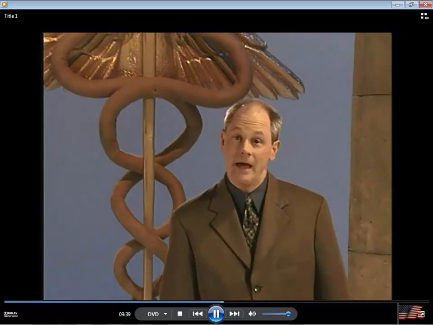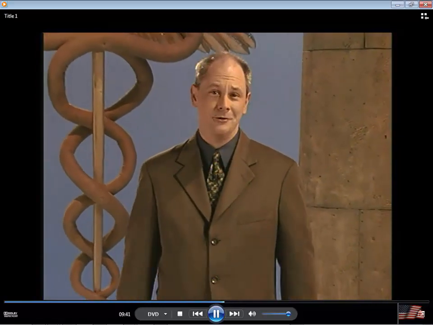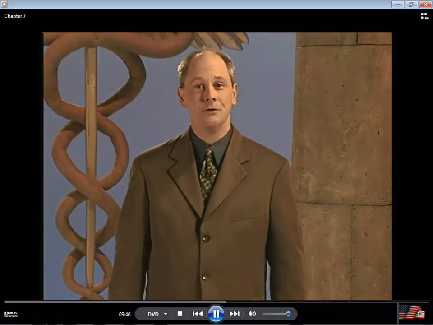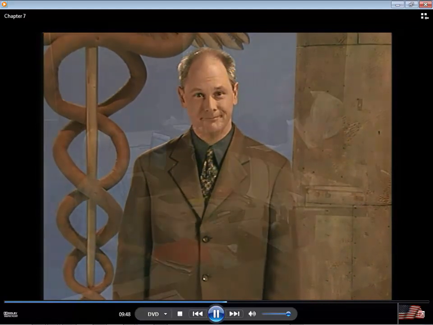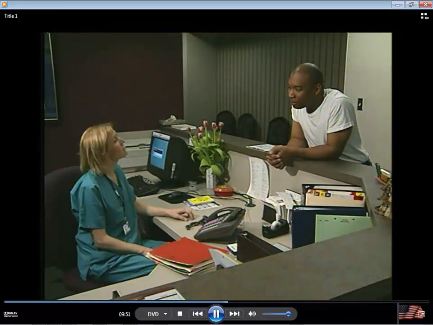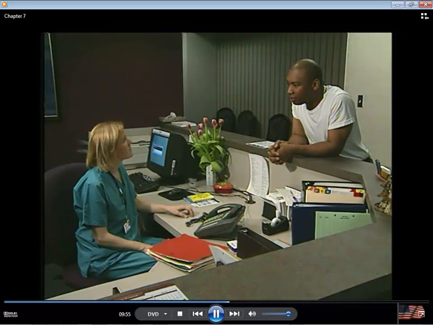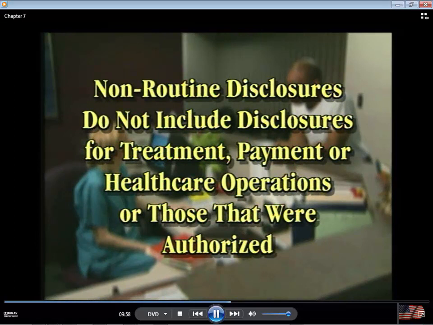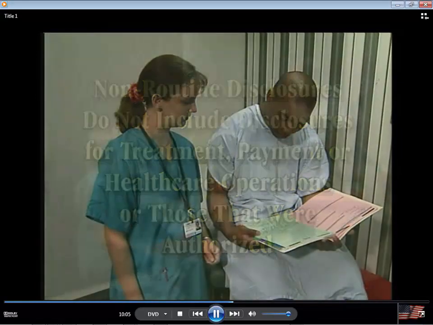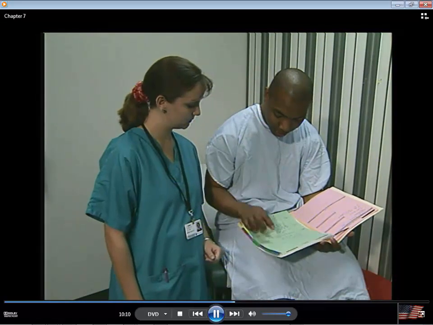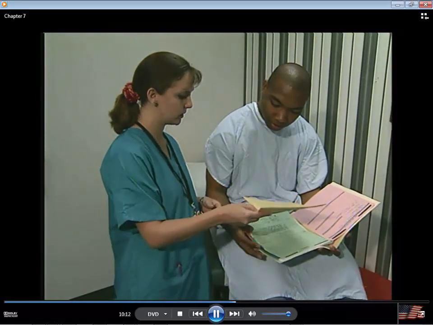For patients, and that includes each one of us since we all have medical records, the rule means we can now make informed choices about how our personal health information is used. Patients can now find out how their medical information is used and request a history of non-routine disclosures. Non-routine disclosures do not include disclosures for treatment, payment, or healthcare operations, or those that were authorized. They can examine their personal medical information and request copies and corrections. They can receive your facility's written notice of privacy practices.